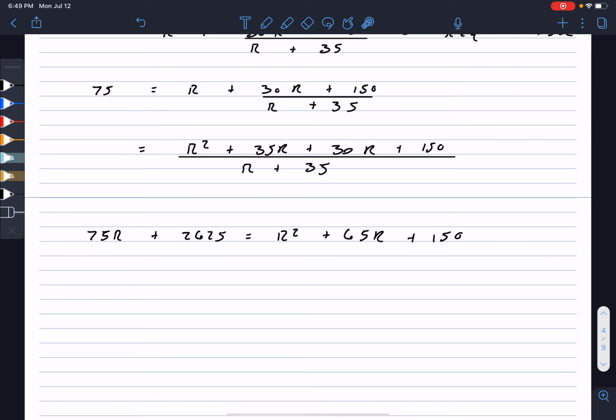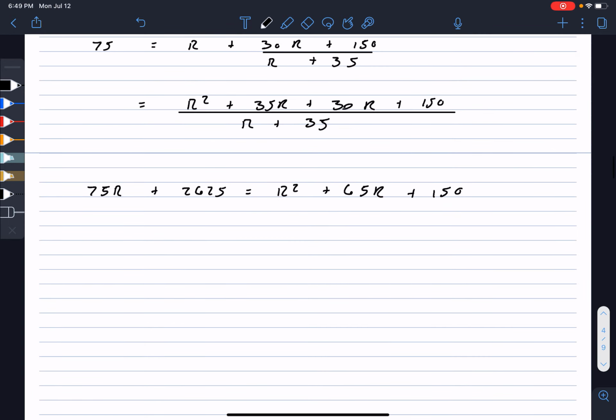I take R to the other side. We have 75R. Now, if we simplify a little further, we end up with R squared minus 10R minus 2475 equals 0. So I took this 75R over here, and this over here. Now we are left with this.